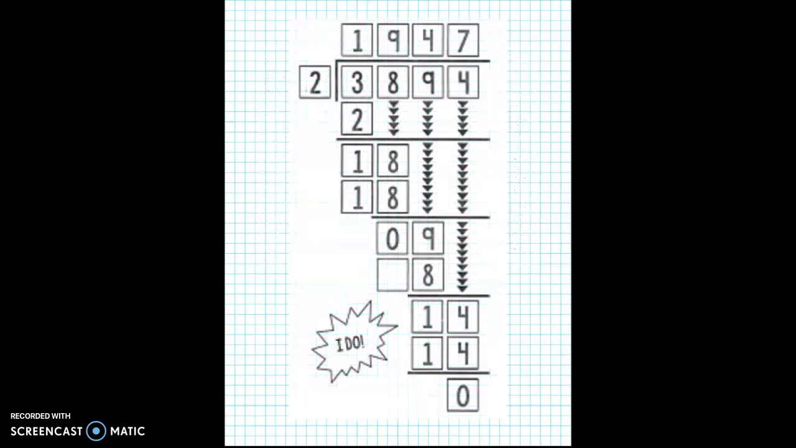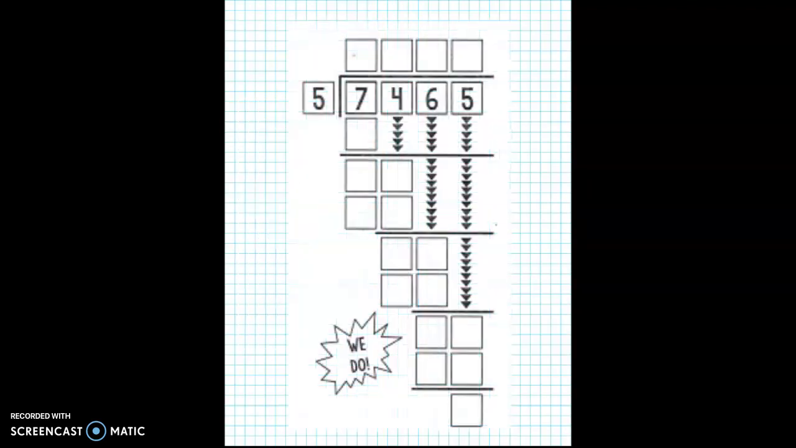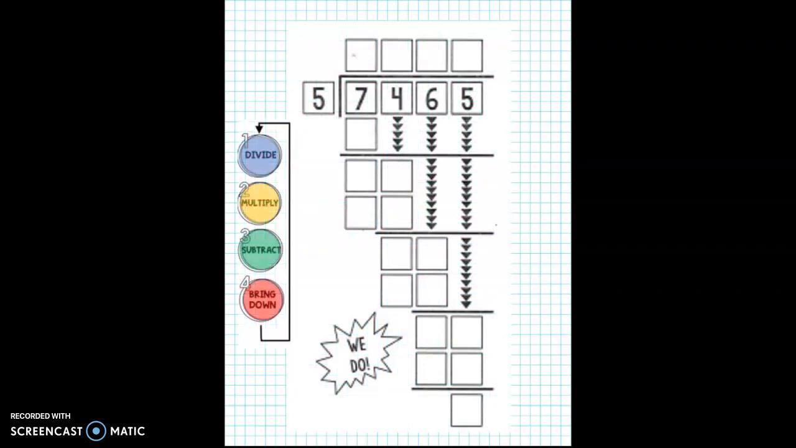Long division. First is an example problem that is worked through for you. Remember, the steps are divide, multiply, subtract, bring down. Step 1, divide. 5 goes into 7 one time. Multiply. 5 times 1 is 5. Subtract. 7 minus 5 is 2. Bring down the 4. Repeat.